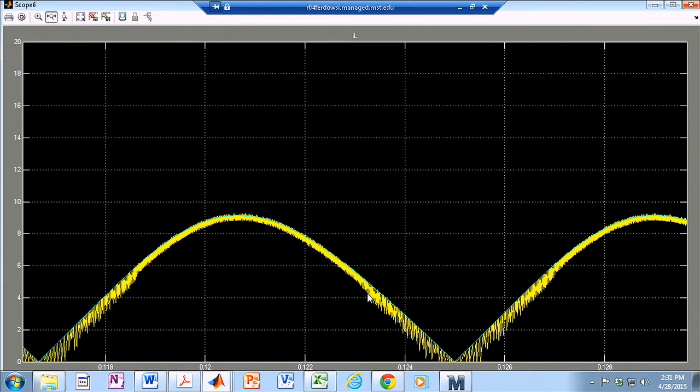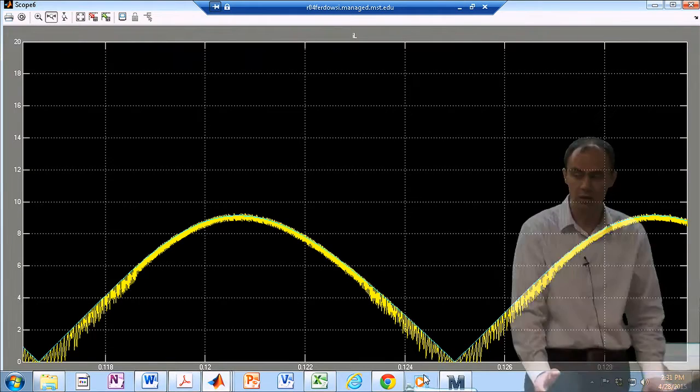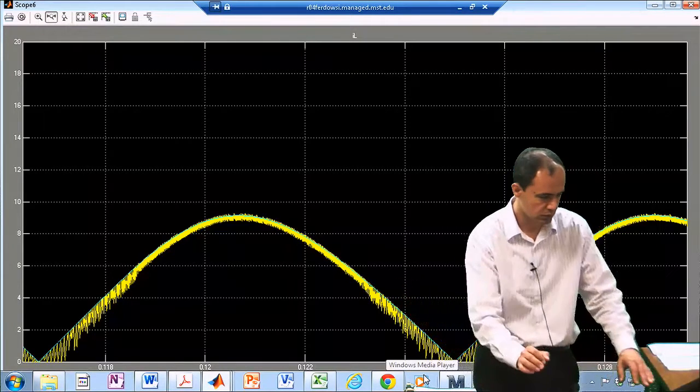So even as you're going down, you can see visually this chaotic behavior over here. So the external ramp is good, but too much external ramp is not good because it adds to your zero crossing error.